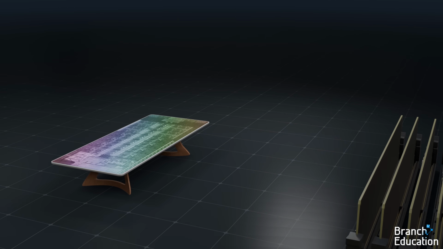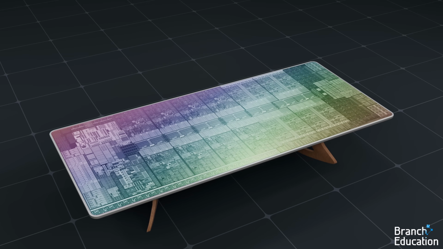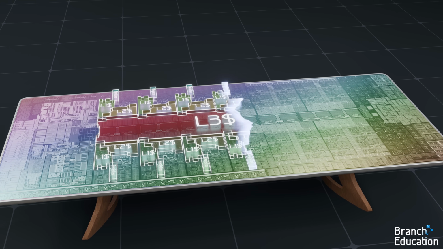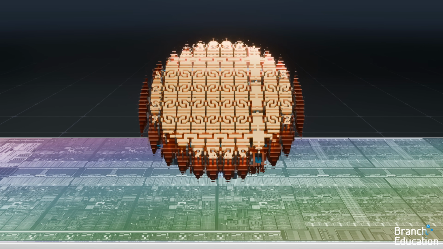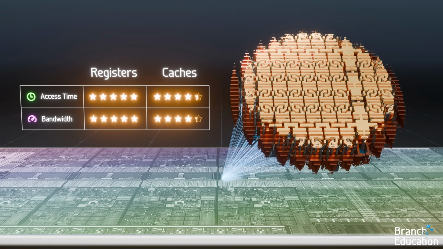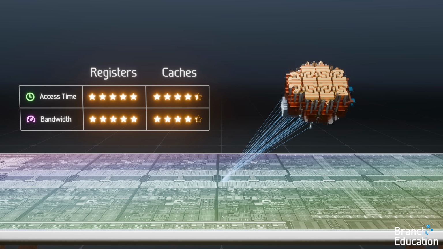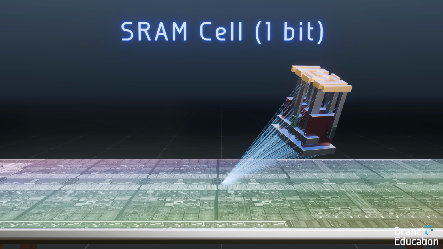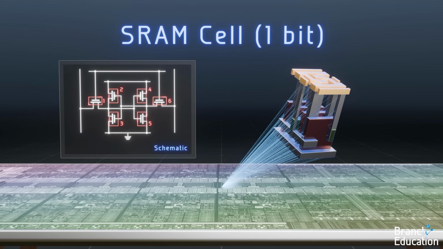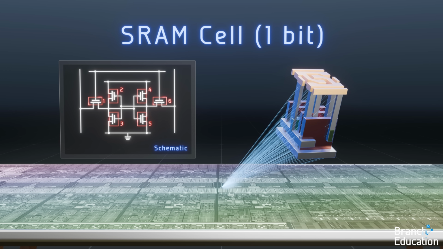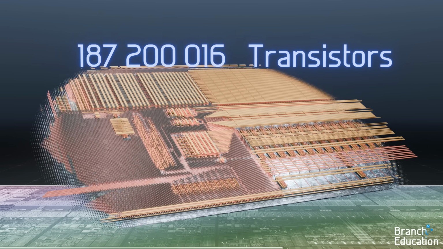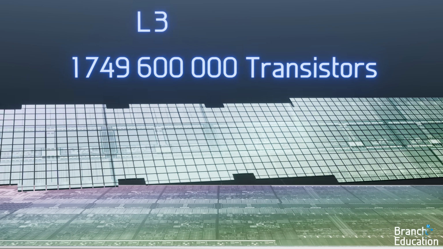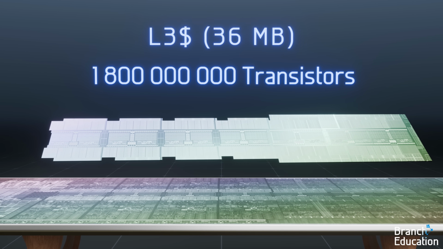Finally, let's move on to the structure of cache memory and registers inside the CPU. They're both made of transistors, resulting in incredibly fast access times and high bandwidth. Cache memory uses 6 transistors per bit, assembled into an SRAM cell. While 6 transistors may seem small, when we multiply this by 36 megabytes in the L3 cache, we get 1.8 billion transistors.